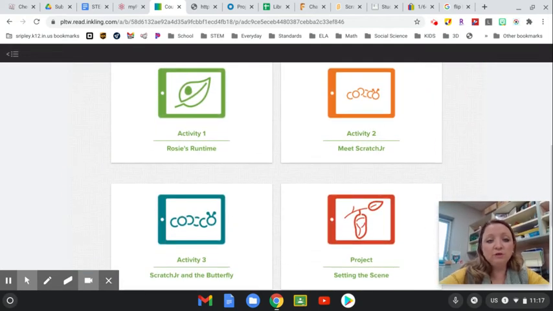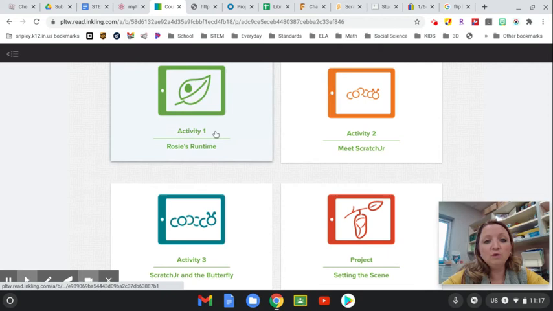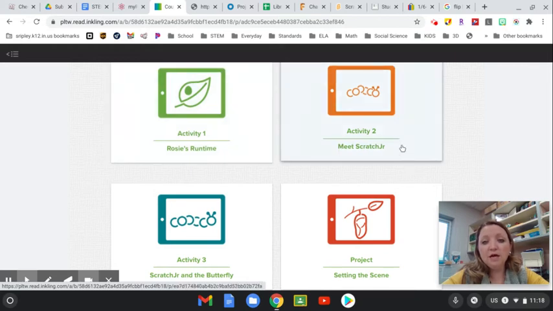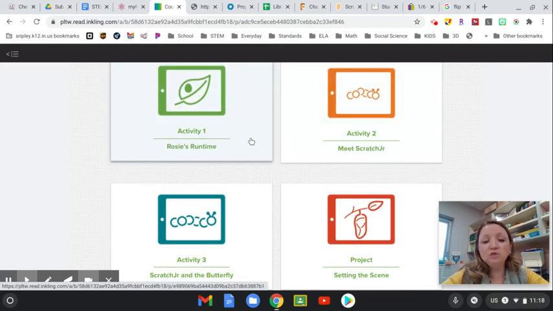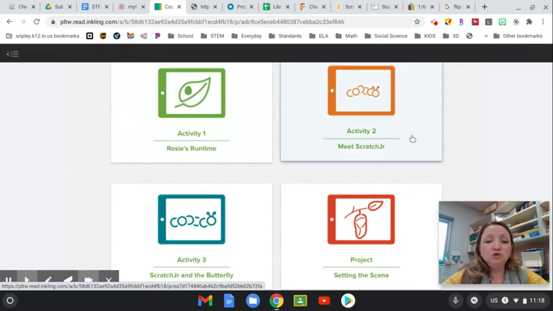So your first activity right here is Rosie's Runtime. Rosie is actually a dog that we're going to talk about here in a second, that you're going to code to do certain things. Meet Scratch Junior. Scratch Junior is a coding game. You guys did it some last year too.